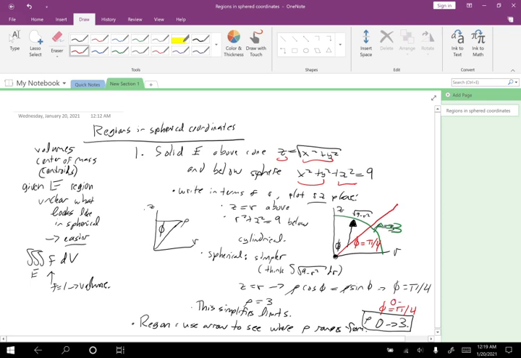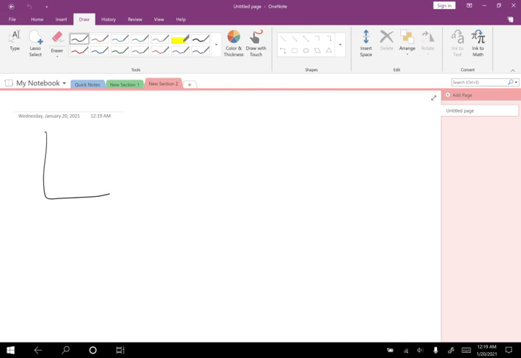In general, it also includes 0, right, because our region contains the z-axis. So our phi will range from 0 to pi over 4. I'm just going to quickly redraw some of this on a new page.